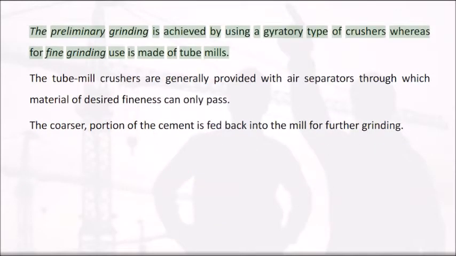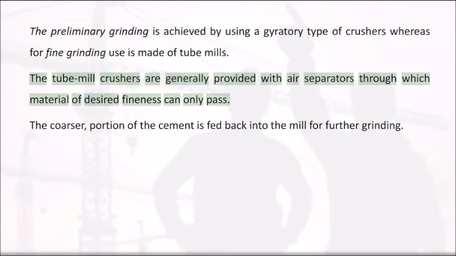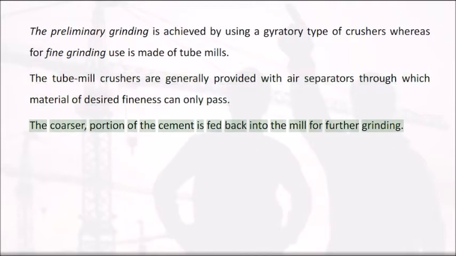The preliminary grinding is achieved by using gyratory type crushers, whereas for fine grinding use is made of tube mills. The tube mill crushers are generally provided with air separators through which only material of desired fineness can pass. The coarser portion of the cement is fed back into the mill for further grinding.